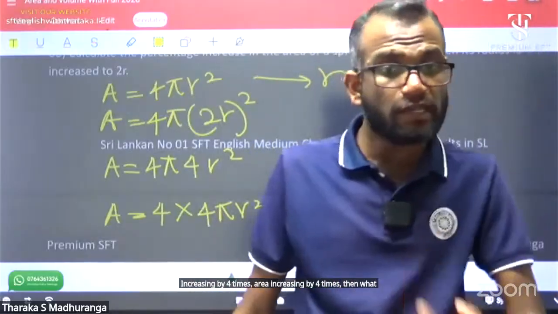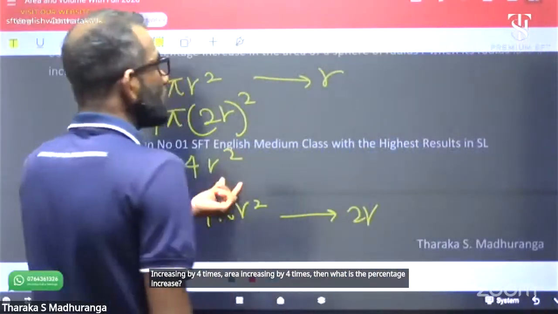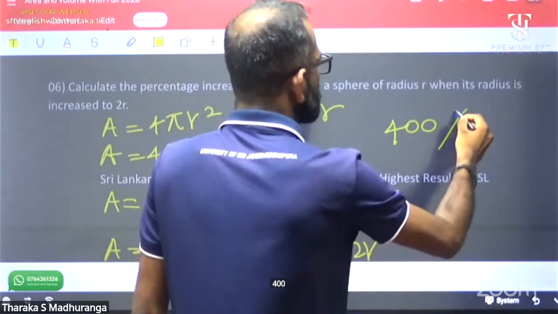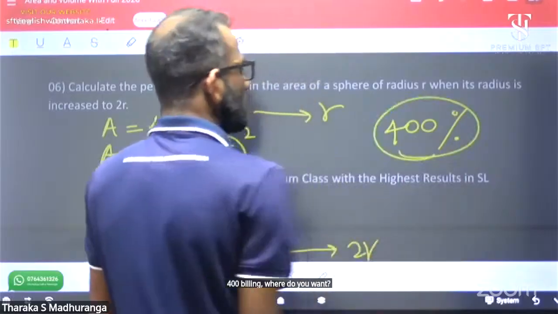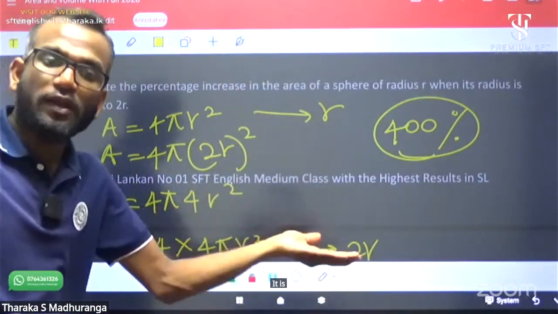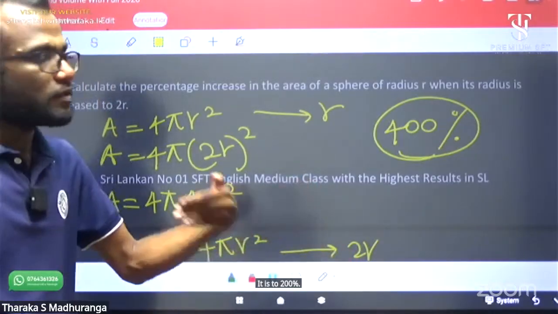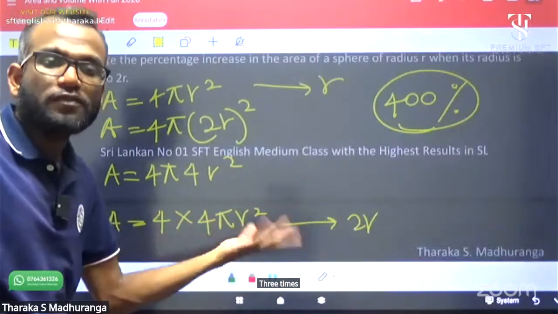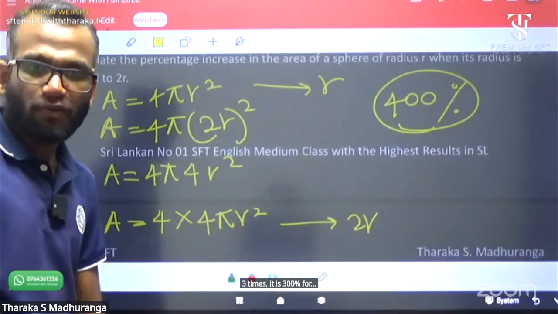Then what is the percentage increase? Percentage increase is 400%. The value 400 means 4 times. If it is double, it is 200%. If it is 3 times, it is 300%. 4 times is 400%.